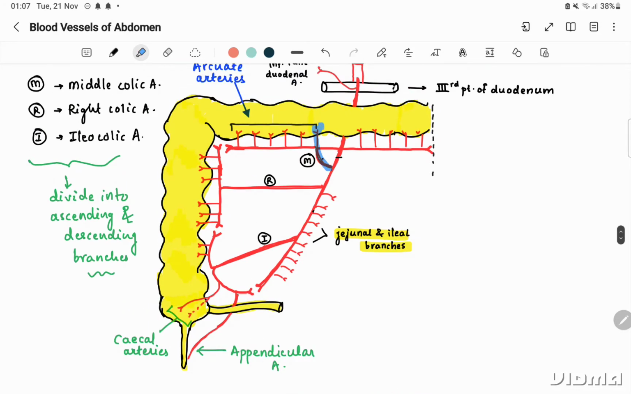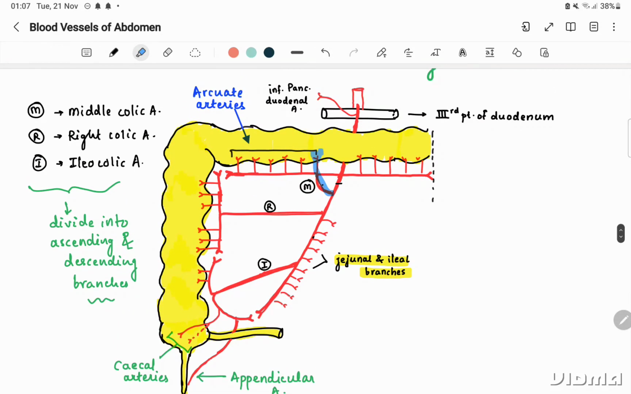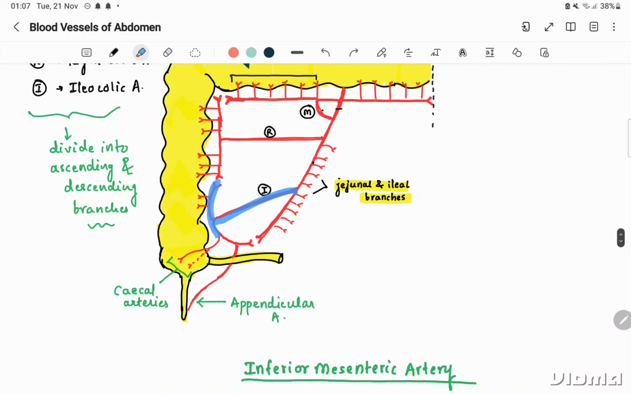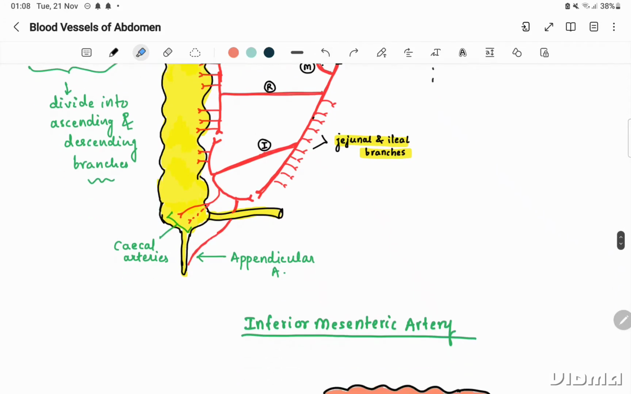And this M means the middle colic artery. This middle colic artery is going on and supplying, which colon is this? This is the ascending, this is the transverse, and the descending colon. So the middle colic artery will come and supply the transverse colon, and this is the right colic artery, and this is the ileocolic artery. The right colic artery comes and divides into 2 other branches like this, and it gives branches to the ascending colon. And this ileocolic artery also comes and divides into 2 other branches, and these give branches to the appendix, the cecum and all.